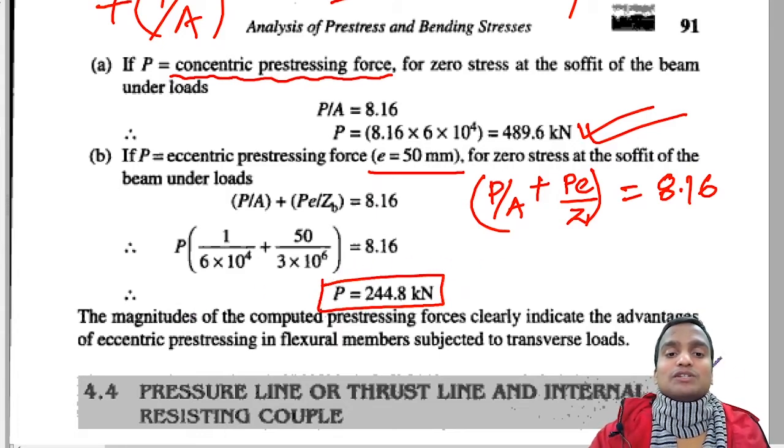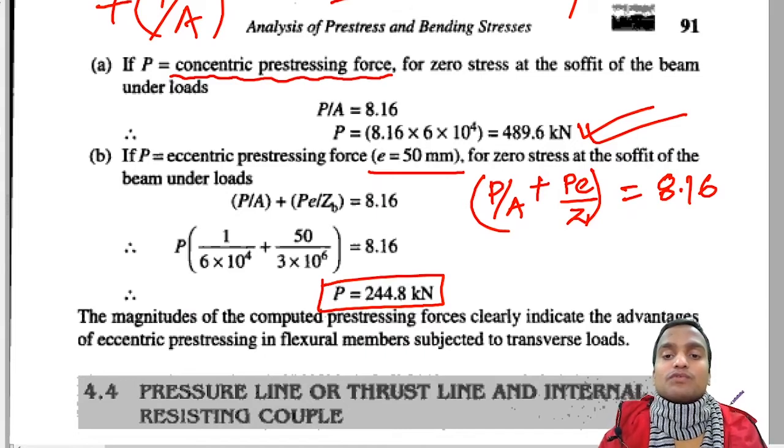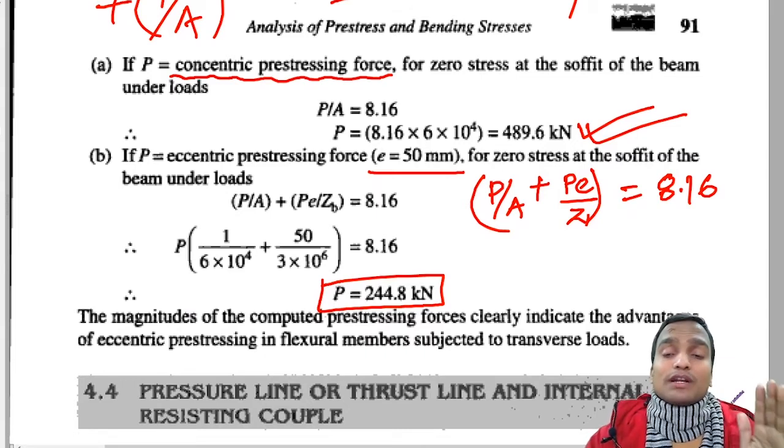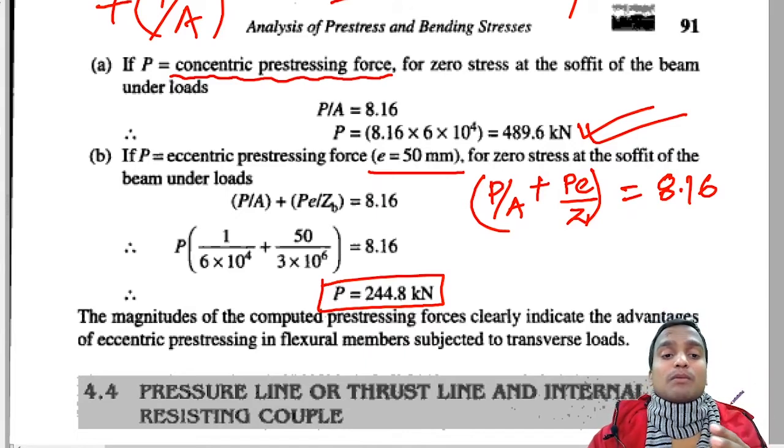So you can see the magnitudes of the computed pre-stressing force clearly indicate the advantage of pre-stressing in a flexural member by providing an eccentricity. When these flexural members are subjected to transverse load, we can nullify all the tensile stresses generated at the soffit simply by providing pre-stressing, and better if we provide pre-stressing with an eccentricity. And of course, better than eccentric pre-stressing forces are the concordant pre-stressing forces, in which we follow a profile exactly like the bending moment diagram of the external transverse loads coming on the beam.